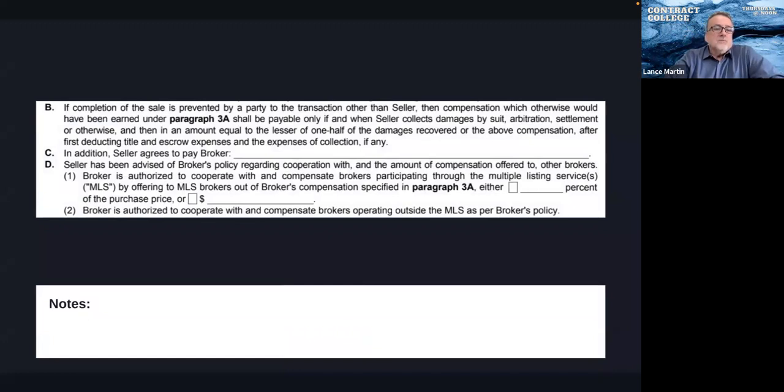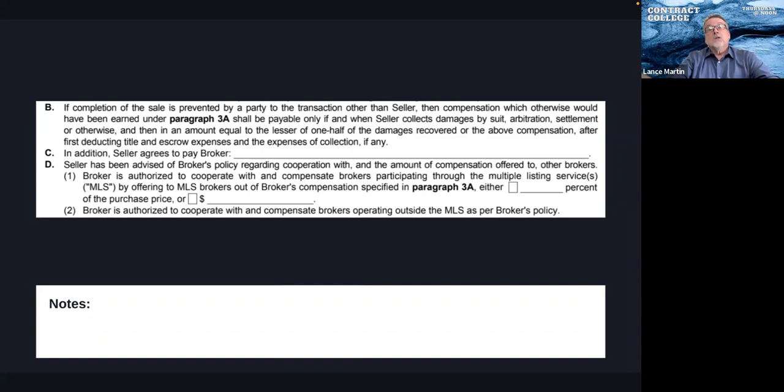If the completion of the sale is prevented by a party to the transaction other than the seller, then the compensation which otherwise would have been unearned under paragraph 3A shall be payable only if the seller collects damages in arbitration. So what are they referring to? The buyer now cancels the deal. Maybe the lender screwed up. Maybe something happened, not the seller's fault though. Something happened other than the seller. The only way that we can get compensation is for the seller to sue the party who breached the contract.